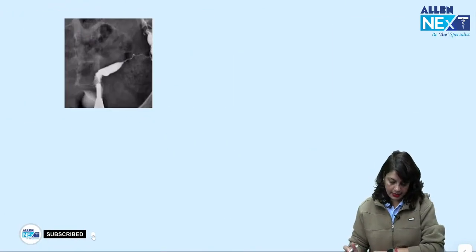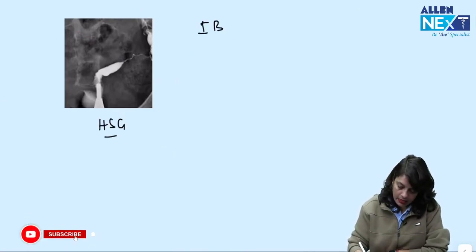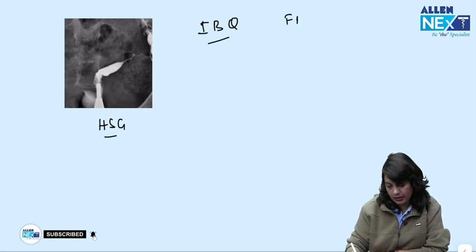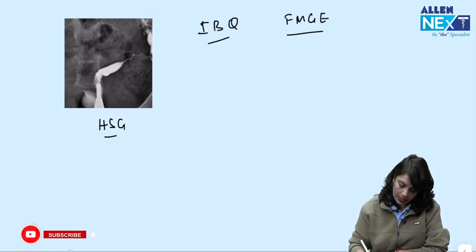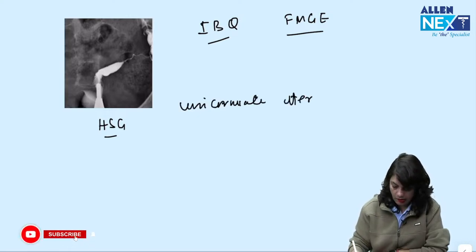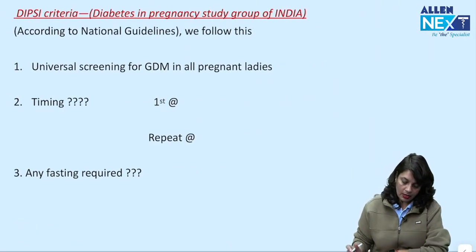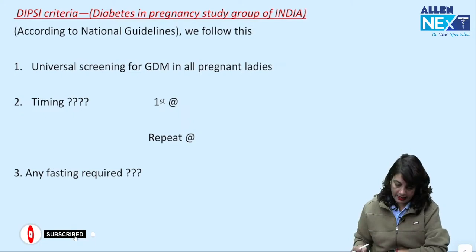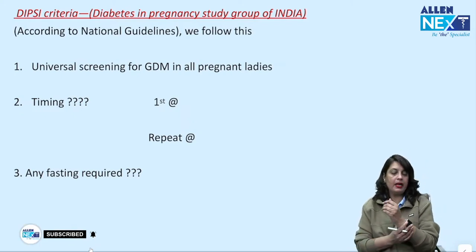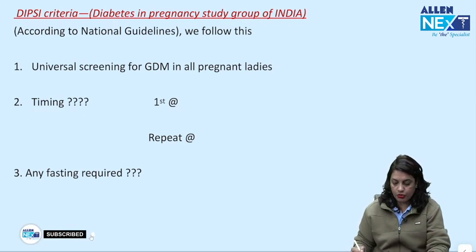Okay. Next, this is an HSG. This is an image based question being asked in FMGE exam, and you can see unicornuate uterus. Unicornuate uterus.